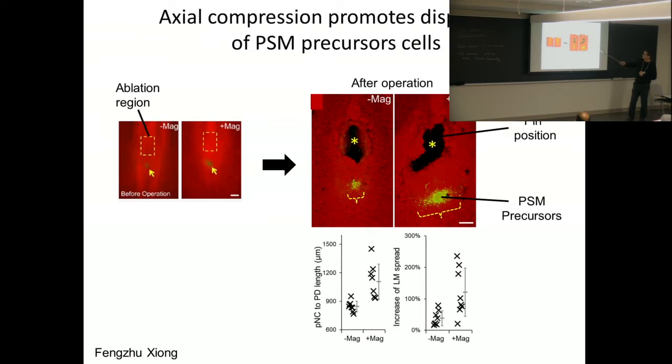So the idea is that by applying a force on the domain of the posterior presomitic mesoderm and the paraxial mesoderm, you're going to promote their exit from the precursor region and stimulate the addition of new highly motile cells to the posterior presomitic mesoderm.